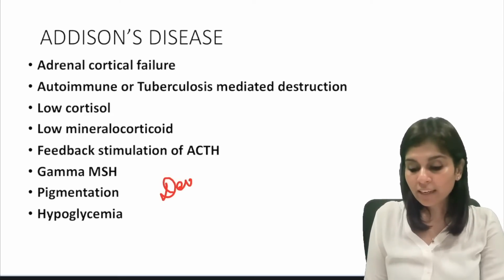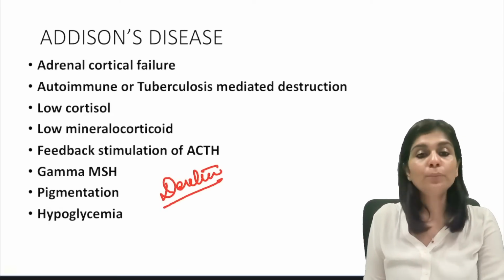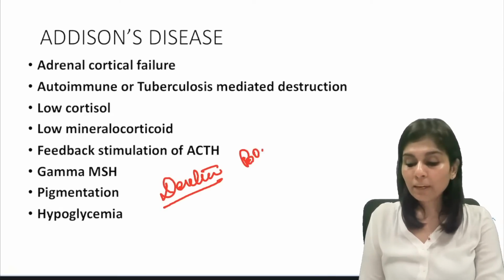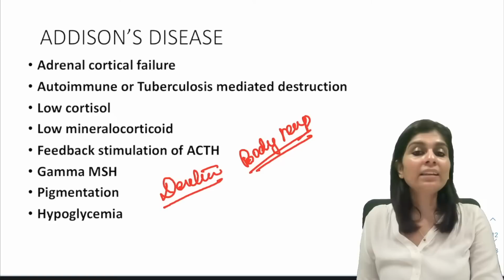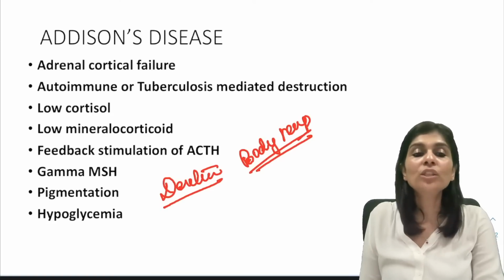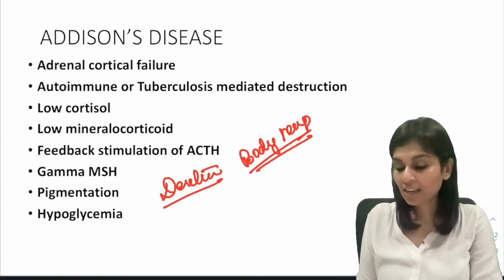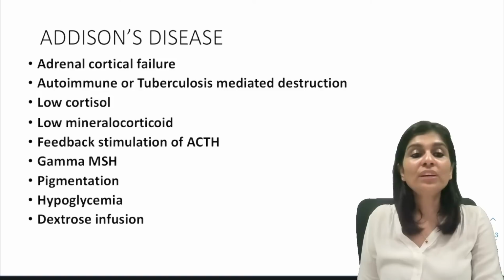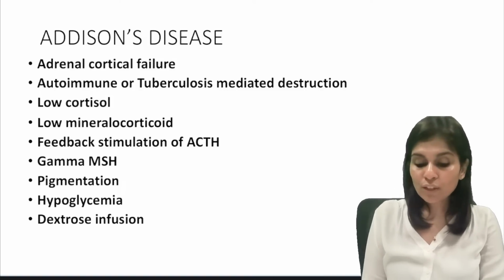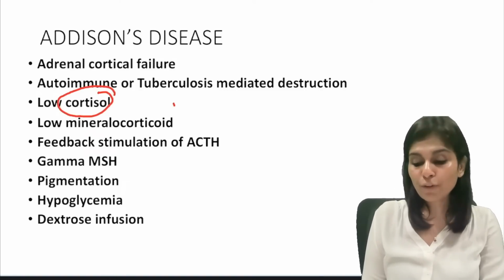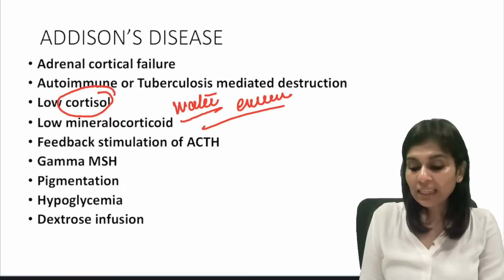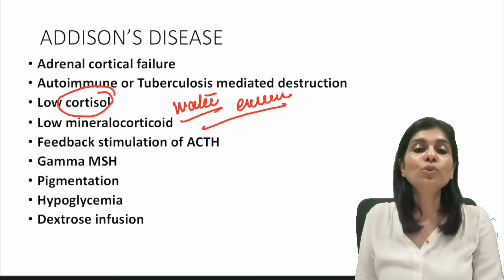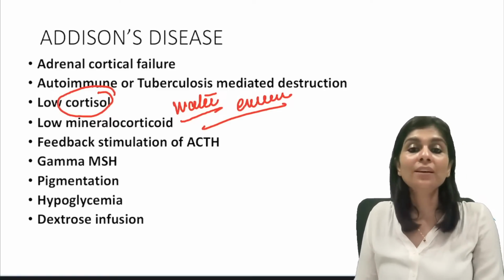But if you start dextrose infusion in a patient with Addison's, body temperature quickly rises. That is called the dextrose fever of Addison's. What is the reason for dextrose fever of Addison's? It is because cortisol is necessary for water excretion. Now, in this individual with Addison's, there is no cortisol, so water excretion is affected.